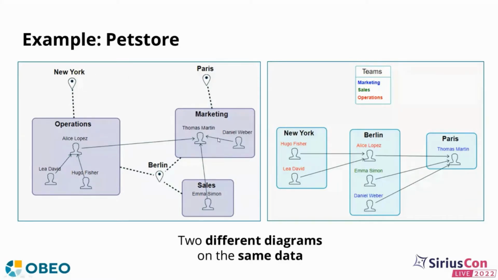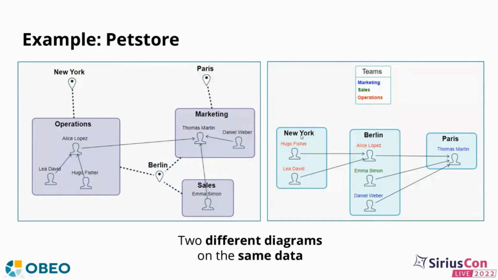And I want to represent graphically this company. So on the left, you can see a first kind of diagram where employees are visually contained inside the teams with links between the employees and their manager and links between the sites where the team has employees.